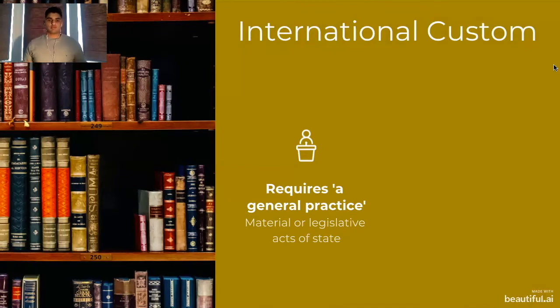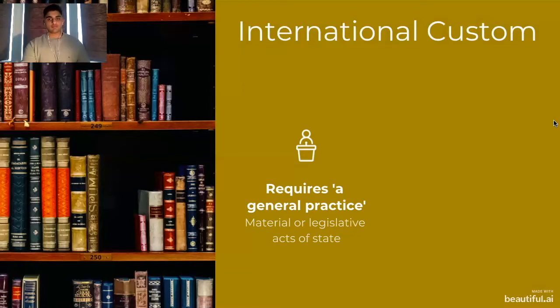Let me give you an example of a material act of state which could be regarded as international custom. Let's say states, whenever goods enter their country, have to carry out the relevant checks to make sure those goods are safe and sanitary. Them carrying out those checks on those goods would be regarded as a material act of state. A legislative act of state would be if that country passes a law stating that any goods that come in have to be safe and sanitary and will be subject to checks at the border. And that would be regarded as general practice.